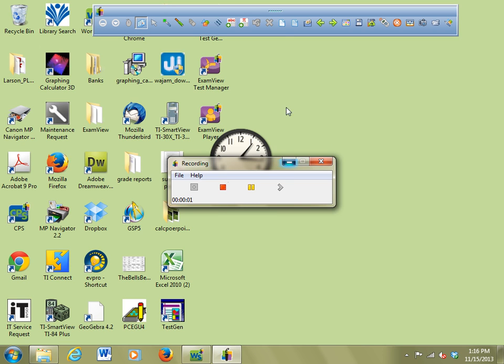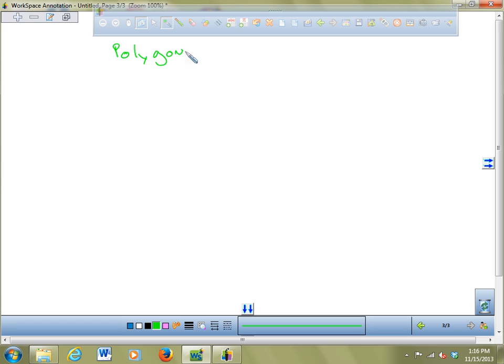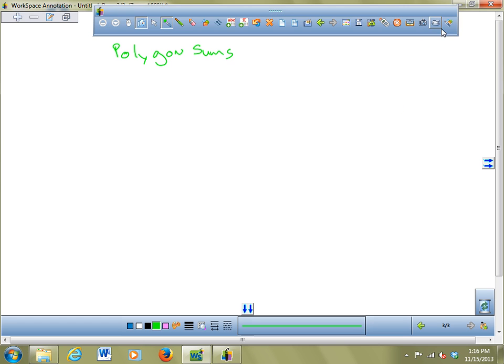Today, class, we're going to learn about polygon sum conjectures. Polygon sums. I'm going to try one more time to make a triangle and see if it works. Okay, well, let's pretend that this is a triangle.